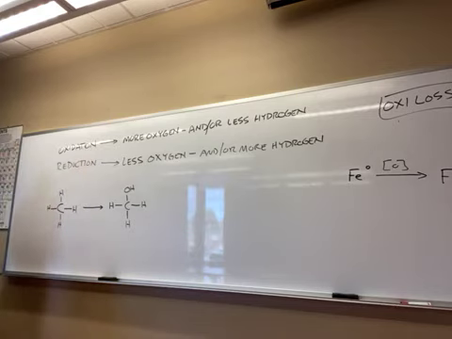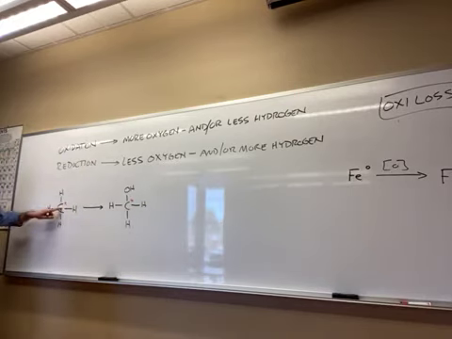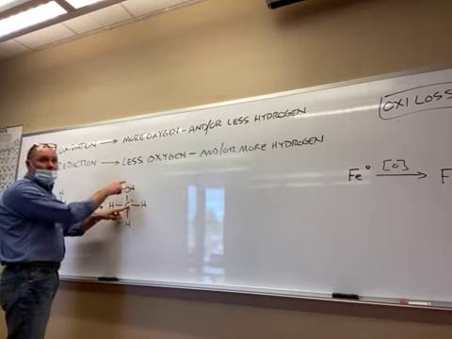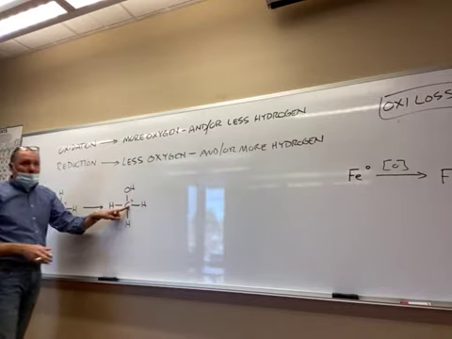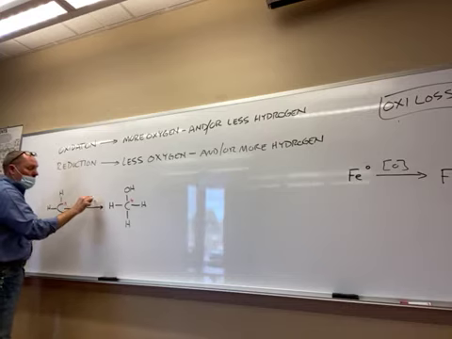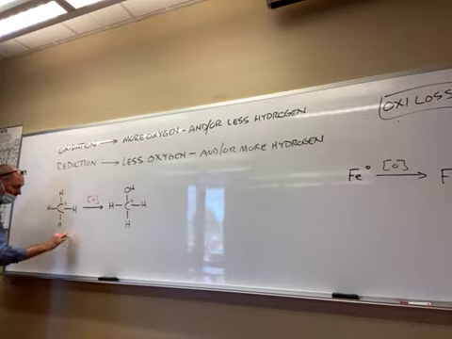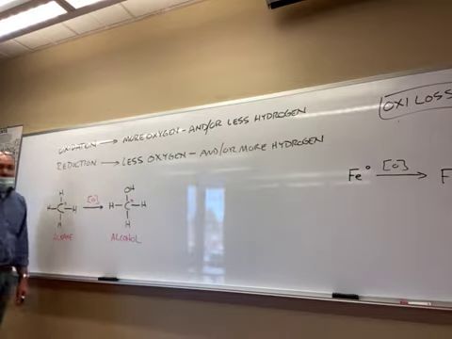What just happened to this carbon? It was oxidized, right? This carbon has 1, 2, 3, 4 hydrogens. This carbon has 1, 2, 3 hydrogens and an oxygen. So it gained an oxygen and lost a hydrogen, it did both. So this has undergone oxidation. Notice, I went from an alkane to an alcohol.